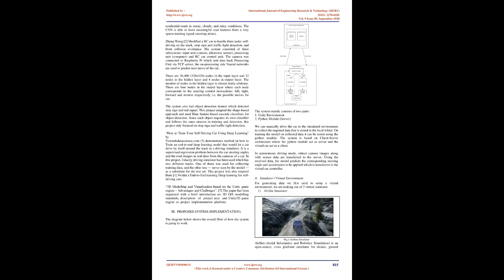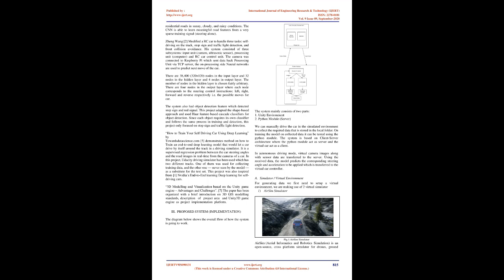On the processing side, neural networks are used to predict the next move of the car. There are 38,400 (320 × 120) nodes in the input layer, 32 nodes in the hidden layer, and 4 nodes in the output layer. The number of nodes in the hidden layer is chosen fairly arbitrarily. The 4 output nodes each correspond to the steering control instructions left, right, forward and reverse respectively, i.e. the possible moves for the car.